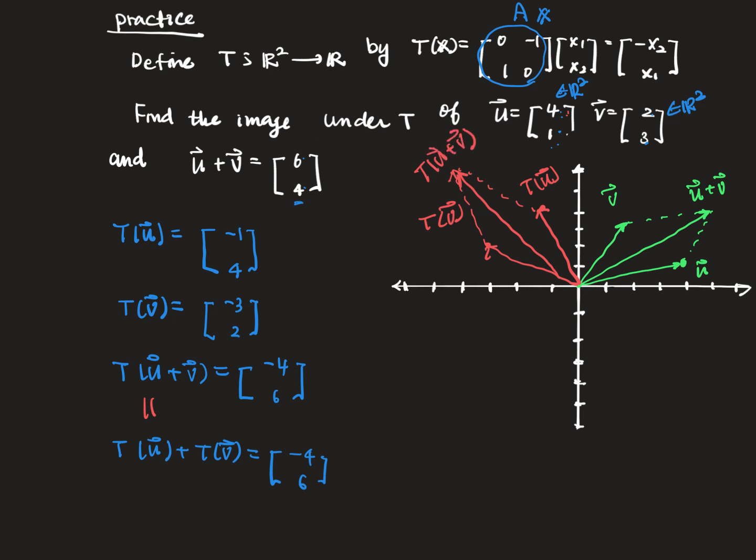So what happened in this transformation? Can you see that, guys? The u vector 4, 1 goes to negative 1 and 4. 2, 3 goes to negative 3, 2. Can you notice something from algebra class? This is a rotation by 90 degrees. That's what this transformation represents, guys.